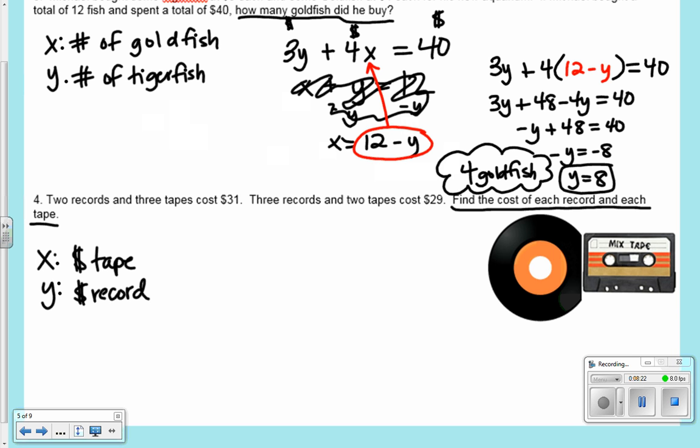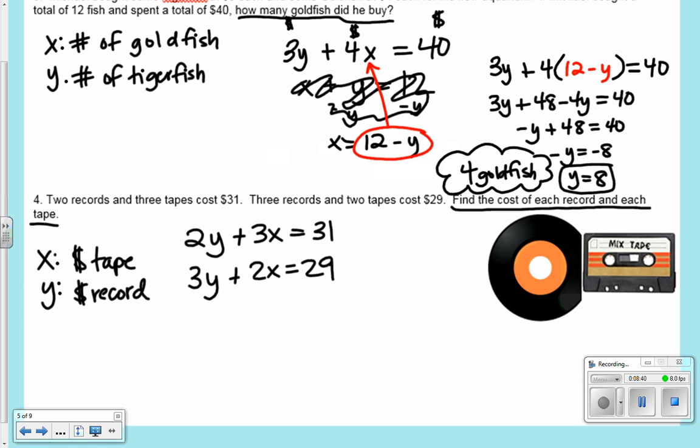Okay, so it says 2 records, so that'd be 2Y, and 3 tapes, so that'd be 3X, cost $31. 3 records, so that's 3Y, and 2 tapes, so 2X, cost $29. Find the cost of each record, okay?